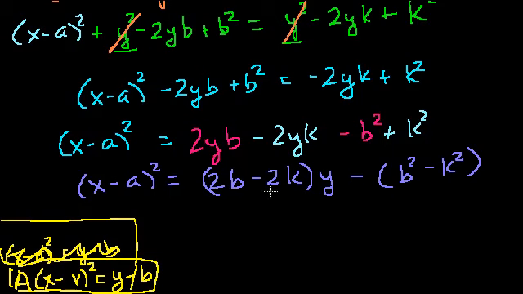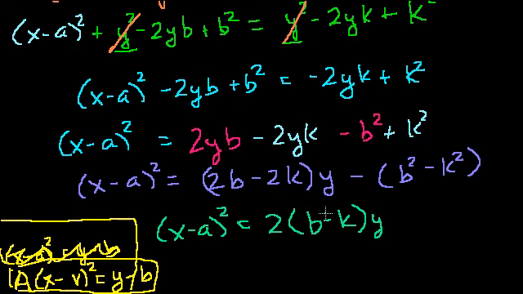Yeah, I can factor out a 2. So then the whole thing becomes x minus a squared is equal to 2 times b minus k times y minus, and now this is the difference of squares, b plus k times b minus k. You might want to review factoring polynomials if that doesn't look familiar, but this is b plus k times b minus k.